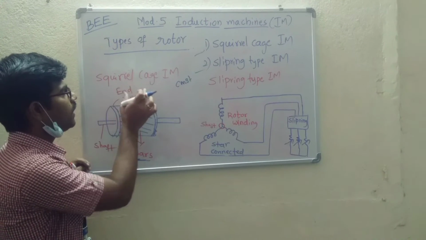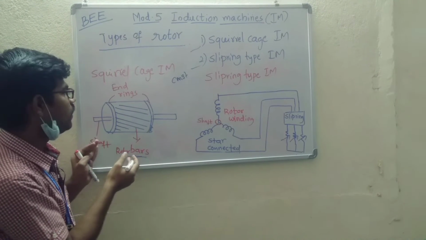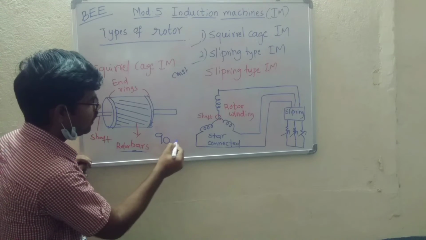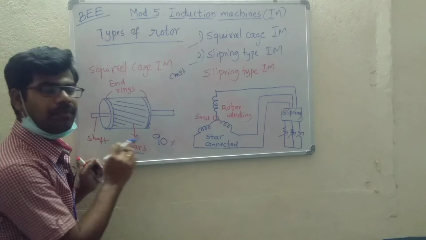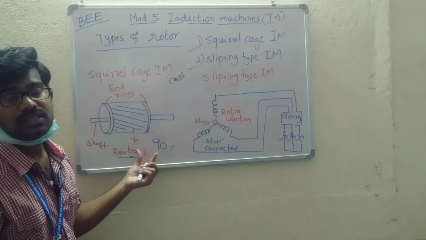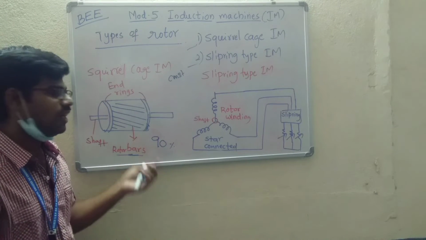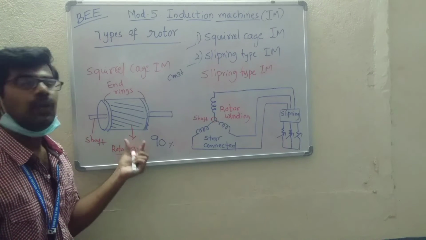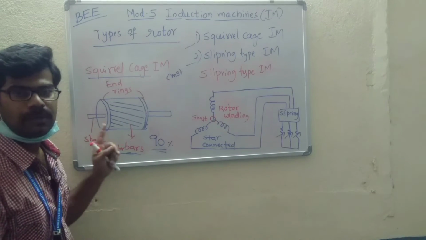This is the squirrel cage type induction motor. It looks like a squirrel cage. That's why it is named so. More than 90% of induction motors are of the squirrel cage type. It is a very useful type of rotor, very robust in nature. It can work horizontally, vertically, and in all kinds of environments. That's why in most cases the squirrel cage type induction motor is preferred.